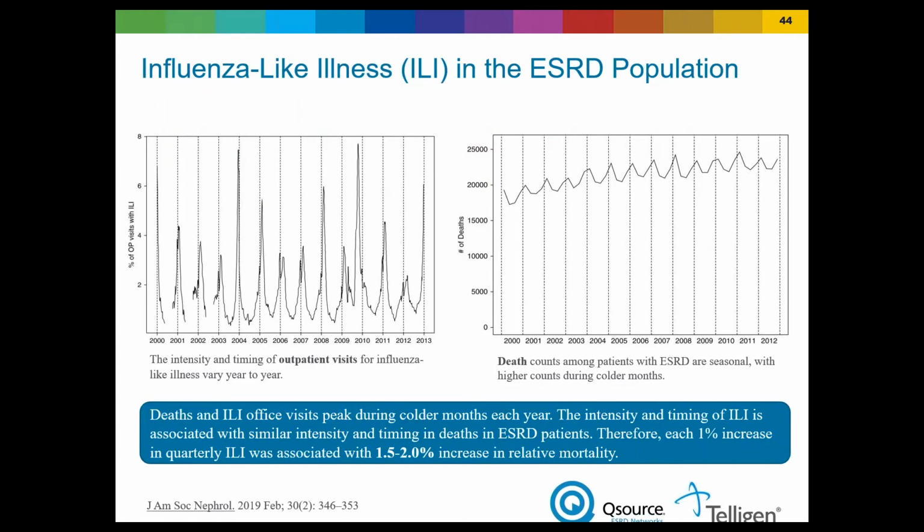So here, the 2 panels represent influenza-like illness in the ESRD population. Again, you have peaks through the colder months, which corresponds to high death rates during those periods. And overall, a 1% increase in quarterly influenza-like illness has been associated with a 1.5 to 2% increase in relative mortality. Next slide.